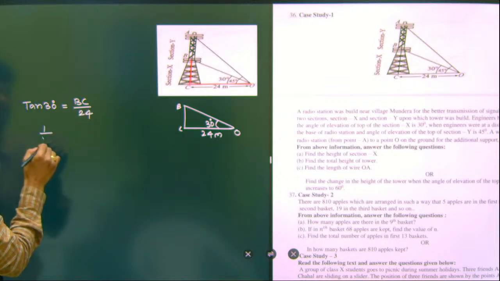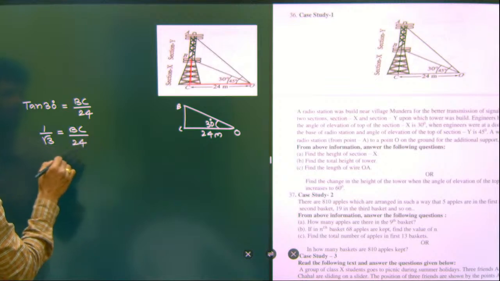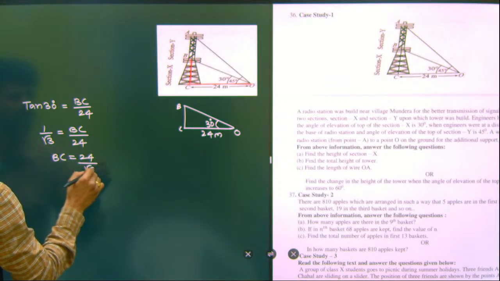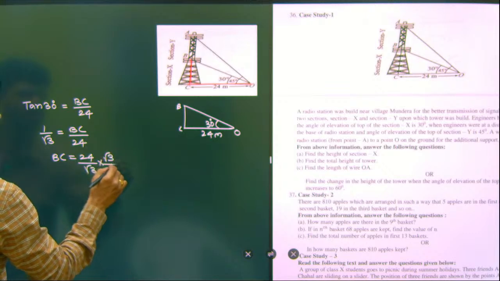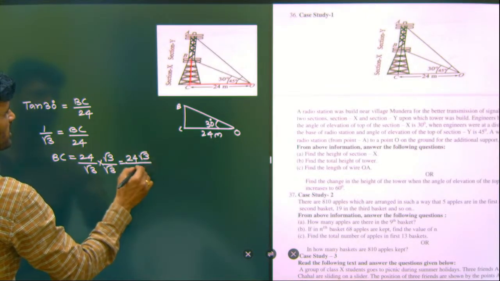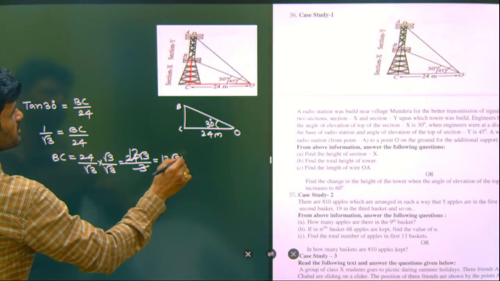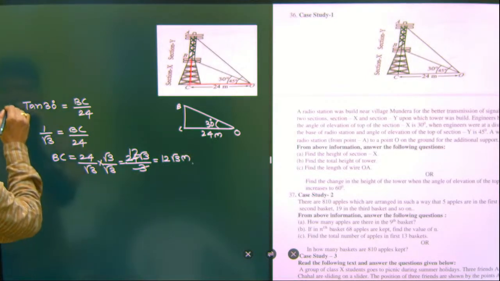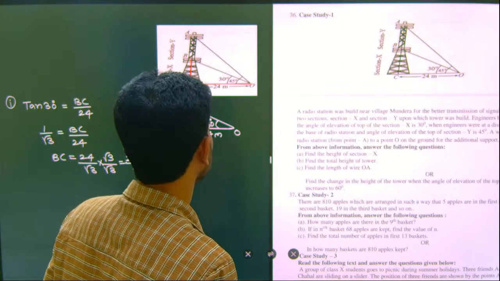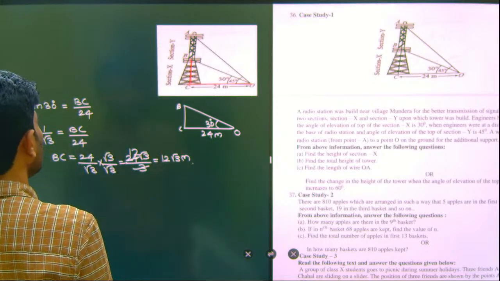Tan 30 degrees is 1 by root 3, equal to BC by 24. Then BC is equal to 24 by root 3. After rationalization, it is 24 root 3 by 3, which is 12 root 3 meters. This is the first question's answer, height of section X. Next, find the total height of the tower. To get the total height of the tower, what do you have to do?